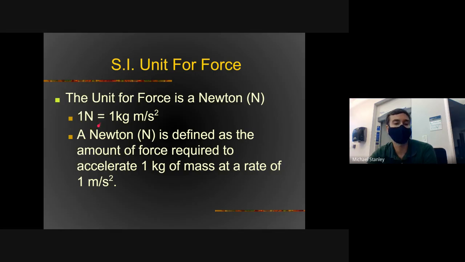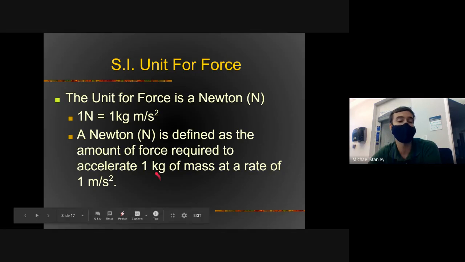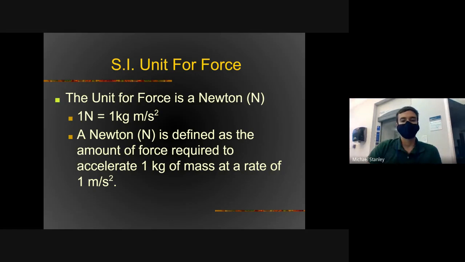So sometimes you might see forces described in newtons, and this is kind of where the basic idea for this unit came from. 1 Newton is how much force you need to accelerate something that weighs a kilogram at 1 meter per second squared. So if something weighed 50 kilograms and you wanted to accelerate it at 1 meter per second squared, you would need a force of 50 newtons pushing on that object.